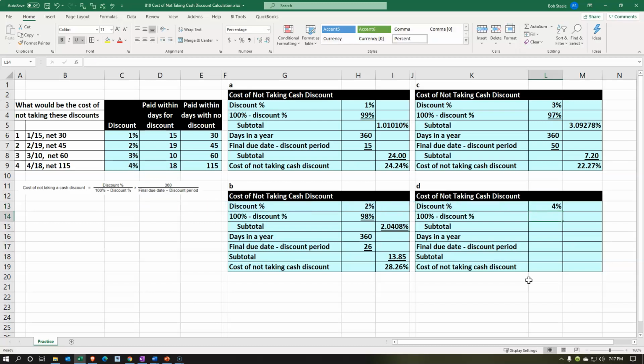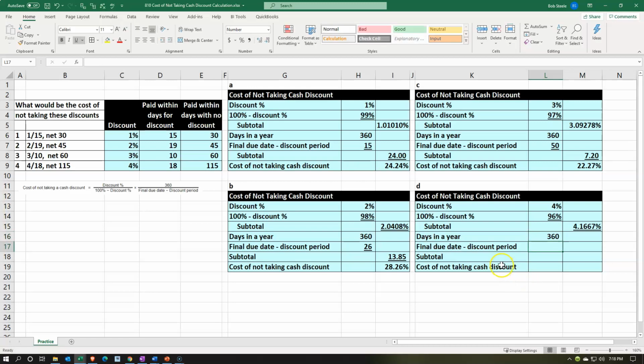Then we have the 100% minus the discount. This will equal 1 minus the discount of 4%, 1 being 100%, minus 0.04, which is going to be 96%. If we divide this out, this is going to be equal to 4 divided by the 96. And so that's our subtotal. And then we have the days in a year, which is going to be 12 times 30, 360 days.